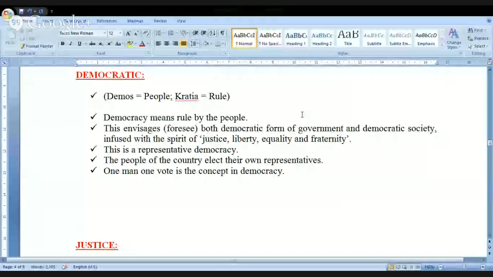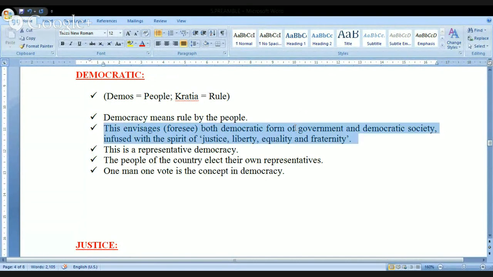I'll show you the document now. Look at this. Democracy means rule by the people. It envisages, meaning it will foresee, both the democratic form of government and a democratic society, which is infused with the spirit of justice, liberty, equality, and fraternity. And Indian democracy is a representative democracy because the people of the country elect their own representatives.